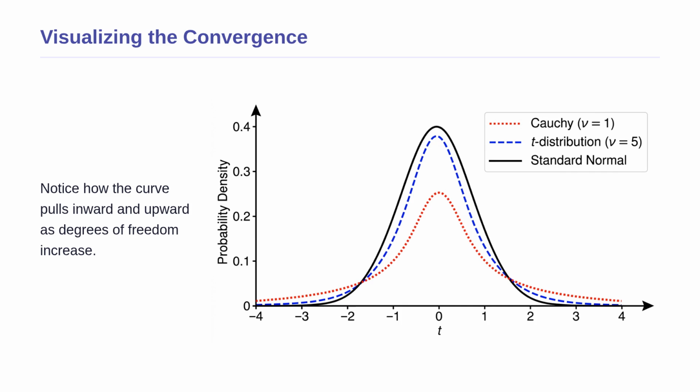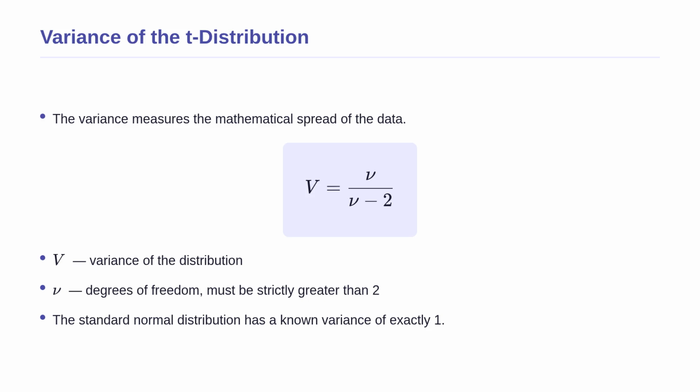Finally, the solid black line is the standard normal distribution. As the degrees of freedom approach infinity, the curve locks perfectly into this solid black line. The heavy, unpredictable tails vanish completely. Now that we have seen the visual convergence, let us look at how the variance behaves mathematically.